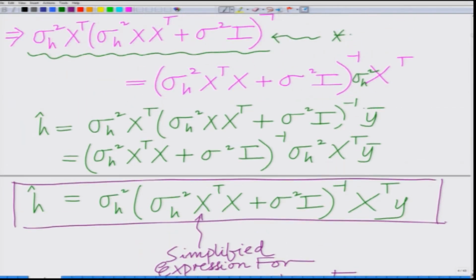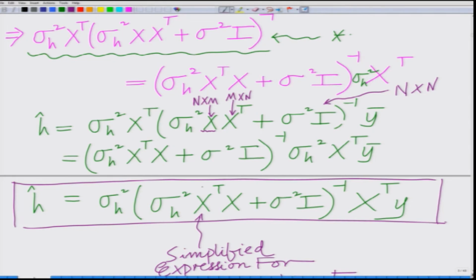Because look at the first expression, this expression x into x transpose. If you have x into x transpose, x is n cross m and x transpose is m cross n. As a result, this whole matrix will be n cross n. So, this x sigma h square x transpose plus sigma square identity is an n cross n matrix, and we have to compute its inverse. In the first technique, we have to compute the inverse of an n cross n matrix.